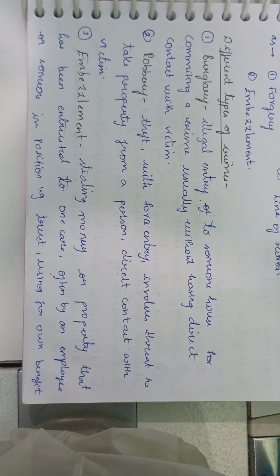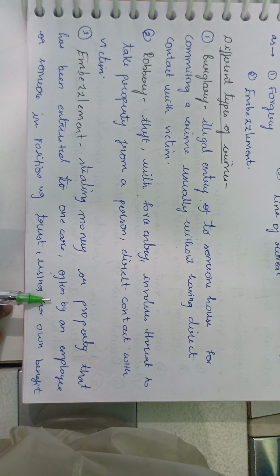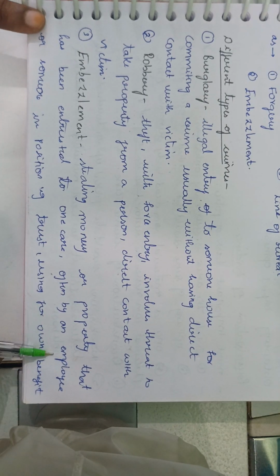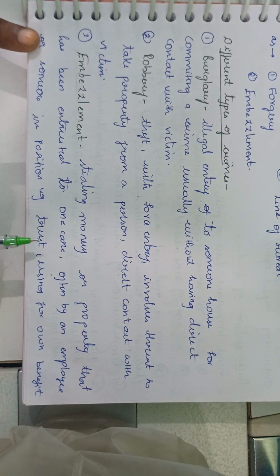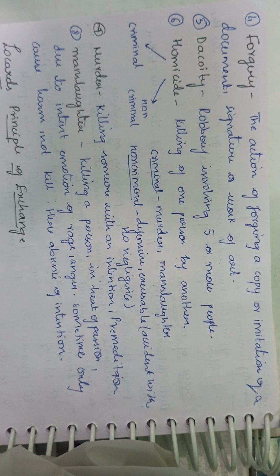my friend gave me 2000 rupees, just because my friend trusts me that I won't steal that money and I won't use it for my own benefit. But what I did is I stole that money and used it for my own benefit. So that comes under embezzlement, meaning they entrusted it to one's care and gave it, but in return they lost it. So, often by an employee or someone in a position of trust, using it for their own benefit.